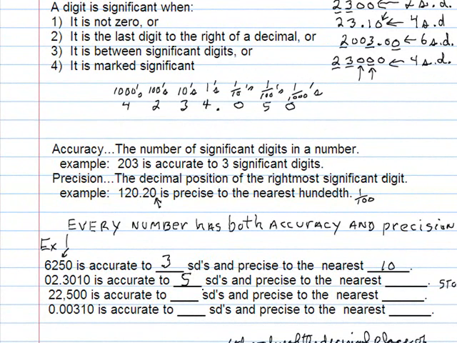How about the precision? Well, this is our last significant digit. It's in the 10,000th position, so it is precise to the nearest 10,000th.